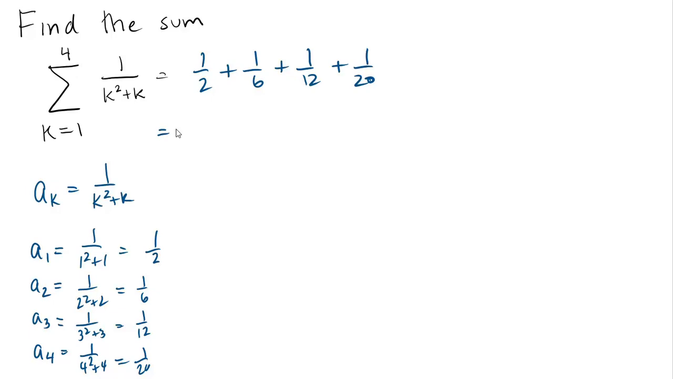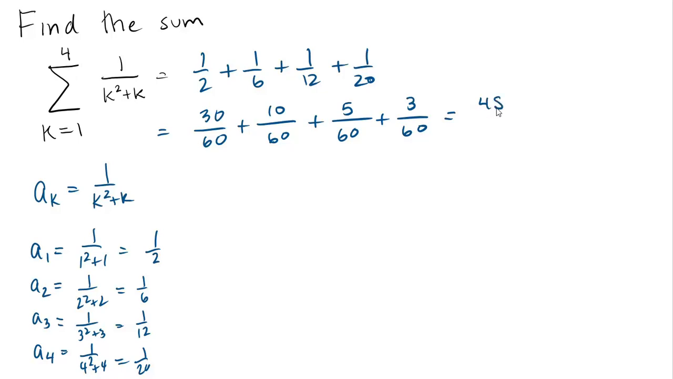If I want to add these by hand, I need to get a common denominator. The least common denominator is 60. 1/2 is 30 over 60, 1/6 is 10 over 60, 1/12 is 5 over 60, and 1/20 is 3 over 60. Adding those numerators together, we get 48 over 60, and 48 over 60 reduces to 4/5. So the sum of the first 4 terms of this sequence is 4/5.